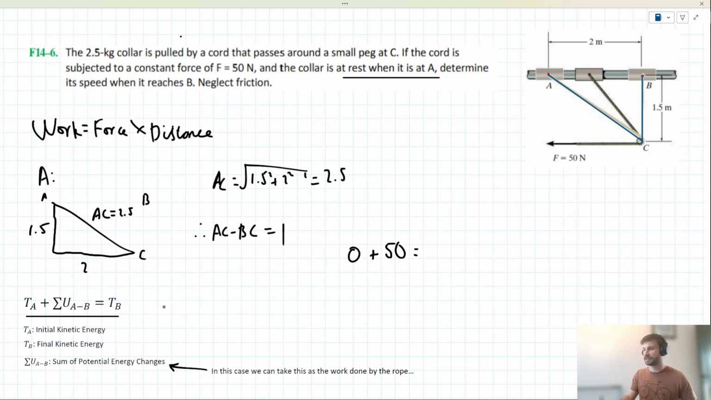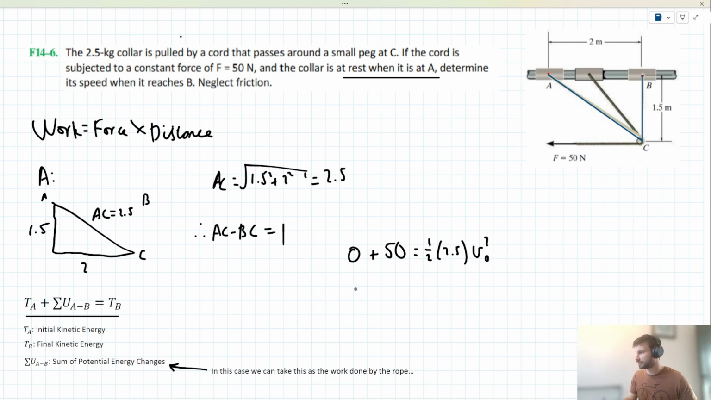And T_B, our final kinetic energy, well, we don't know its velocity. That's what we're trying to find out here. But we do know that we can describe kinetic energy as half m v squared. We have the mass here, it's 2.5, so we could say half of 2.5 times velocity squared. Let's call it V_B.